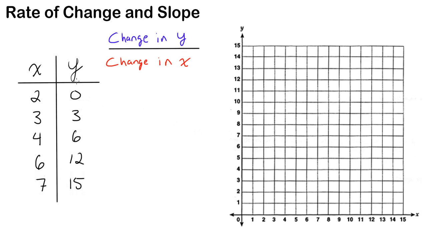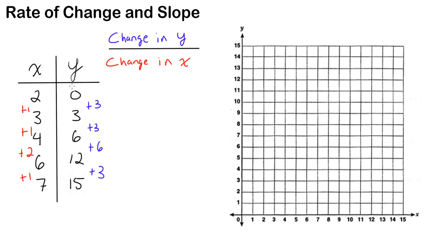So if we look over here at our y values, from 0 to 3, that's a change of plus 3. From 3 to 6, that's a change of plus 3. From 6 to 12, that's a change of 6. And from 12 to 15, that's a change of 3. Now let's look at our x values. From 2 to 3, that's a change of 1. From 3 to 4, that's a change of 1. From 4 to 6, that's a change of 2. And from 6 to 7, that's a change of 1.